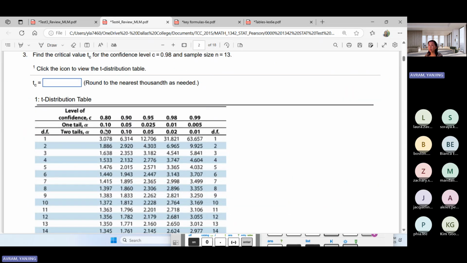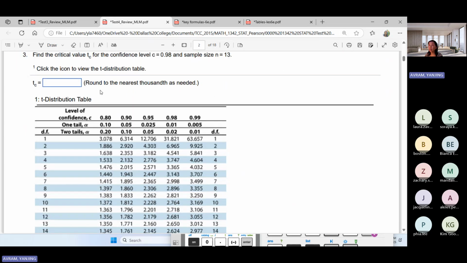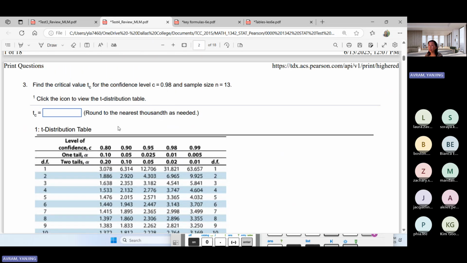So 6.2, and then we're going to come back to chapter 7, probably a little easier that way for our review. Find a critical value t sub c for the confidence interval. c is 0.98 and the sample standard deviation is 13. So t sub c, you want to round to the nearest thousandth. That means 3 decimal places. Okay, so you need to read the table.